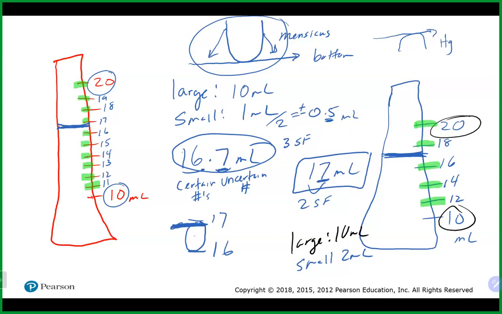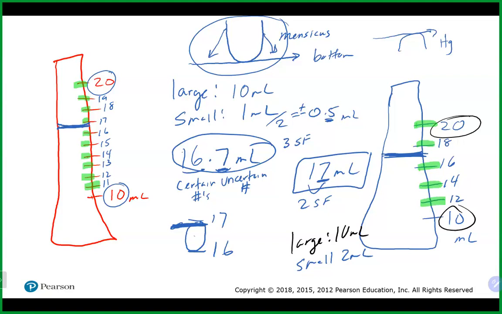Sometimes you'll even see it on the piece of equipment, like glassware, where they'll show plus or minus something. But the general rule is we think of that last uncertain digit as plus or minus one-ish. Because ideally when you take a reading, you hopefully wouldn't miss it by that much. But you would be correct.